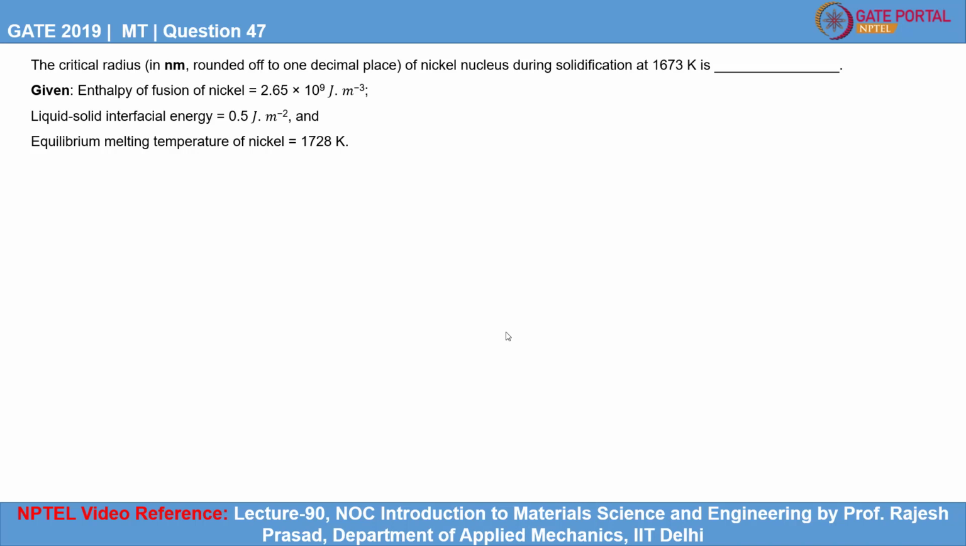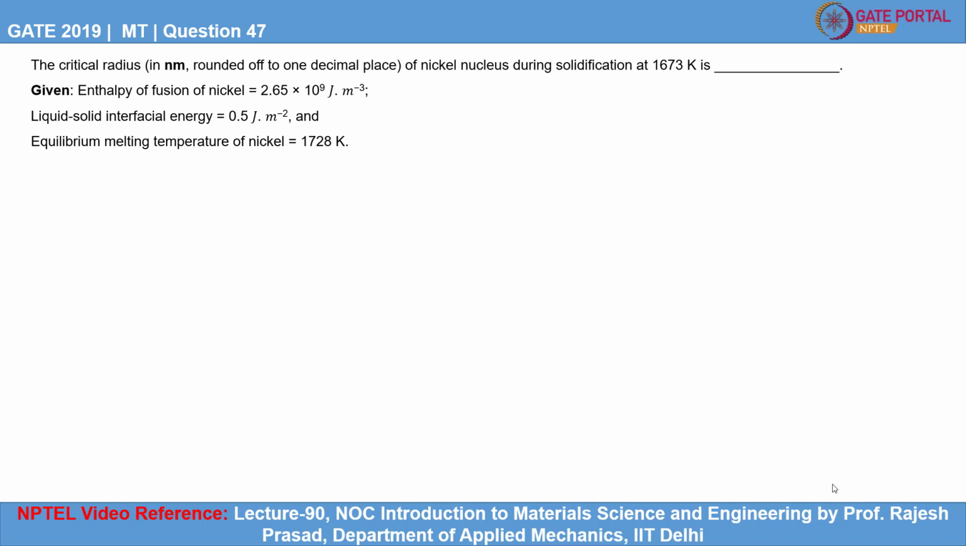GATE 2019 Metallurgical Engineering Question 47. The critical radius in nanometer of nickel nucleus during solidification at 1673 Kelvin is, it is given that the enthalpy of fusion of nickel is 2.65 into 10⁹ joule per meter cube. Liquid solid interfacial energy is 0.5 joule per meter square. Equilibrium melting temperature of nickel, it is given to be 1728 Kelvin.